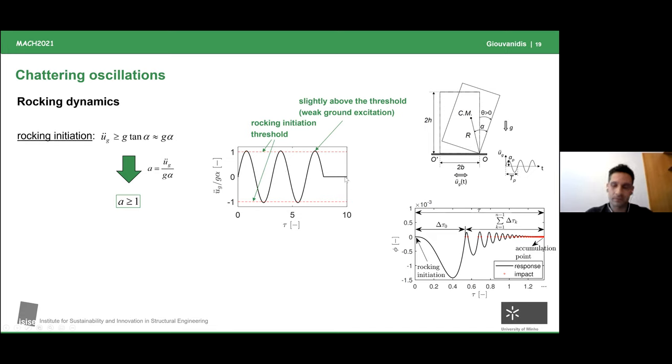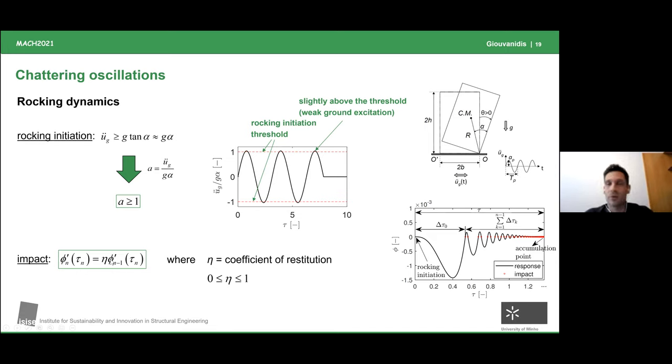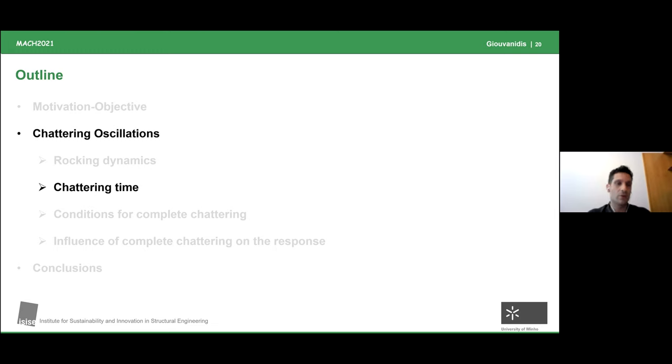And when impact happens, we use the coefficient of restitution to connect the post-impact angular velocity with the pre-impact angular velocity. Here we assume that it has a constant value of 0.92. And now let's continue with the chattering time.